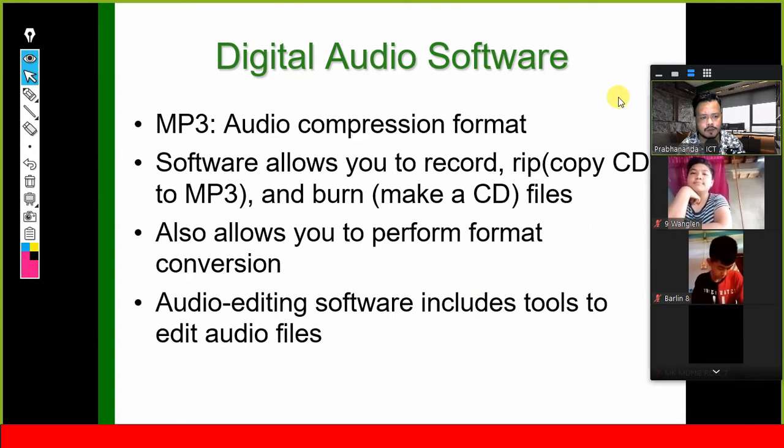Digital audio software, MP3 audio compressed format. Software allows you to record, rip, copy CD to MP3, and burn a CD. It also allows you to perform format conversion. Audio editing software also includes tools to edit audio files.